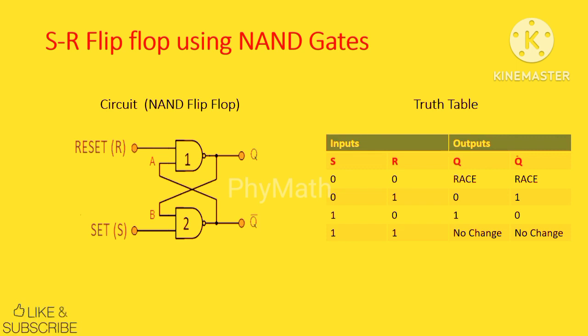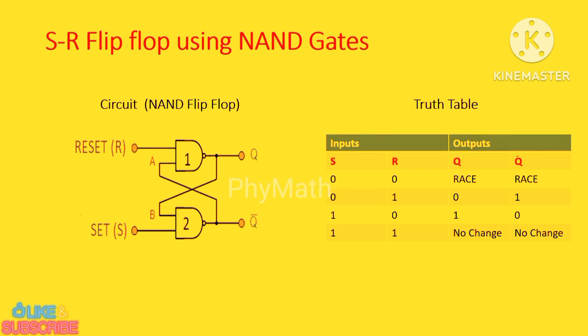Now this circuit is also called as a cross-coupled NAND gate. Now why cross-coupled NAND gate? Because the output of first NAND gate is one input of second NAND gate. Similarly, output of second NAND gate is one input to the first NAND gate. That's why this circuit is also called as a cross-coupled NAND gate.